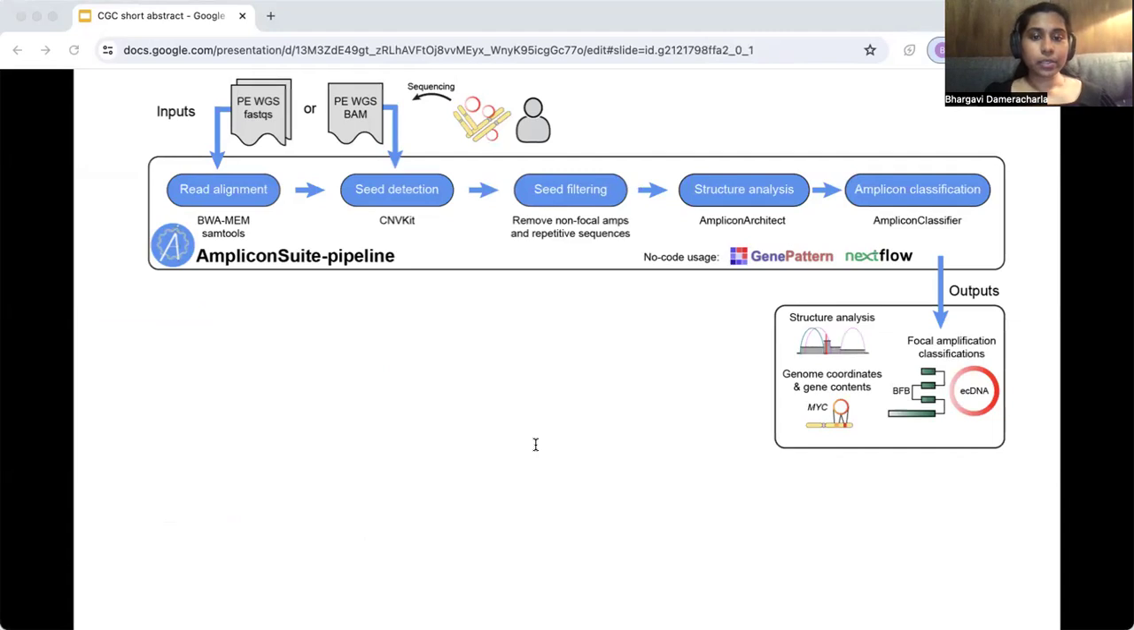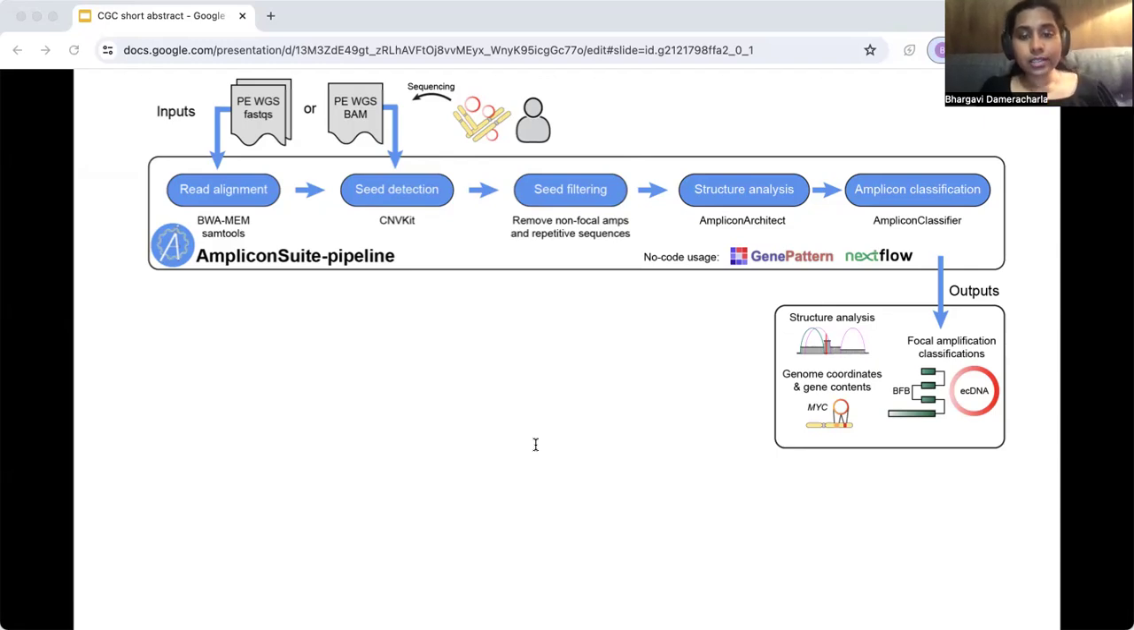We start with paired-end whole genome sequencing data, which can be in FASTQ or BAM format. Then we use existing tools like BWA or SAMtools to align the reads, followed by seed detection using CNVkit. This identifies candidate regions for focal amplifications by looking at high copy number regions. And then we filter some of the seeds to remove non-local, non-focal amplifications and repetitive sequences.